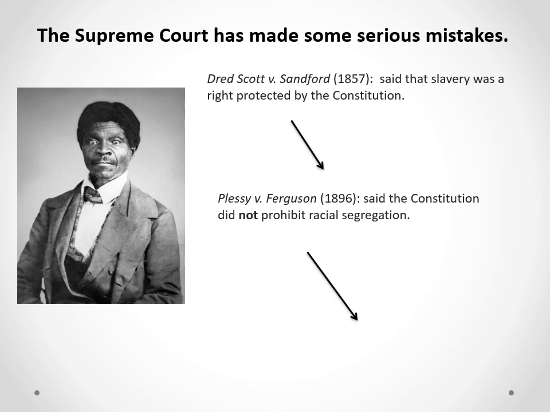This was 1896, after the Civil War, after the 14th Amendment that says states must provide equal protection and due process. At the time, Louisiana had this law requiring black people and white people to travel in separate railroad cars. Okay, so it was legally enforced segregation. That law was challenged, went up to the Supreme Court. Supreme Court said no, Constitution does not prohibit racial segregation.